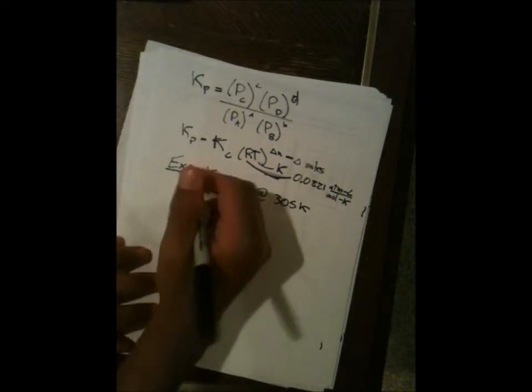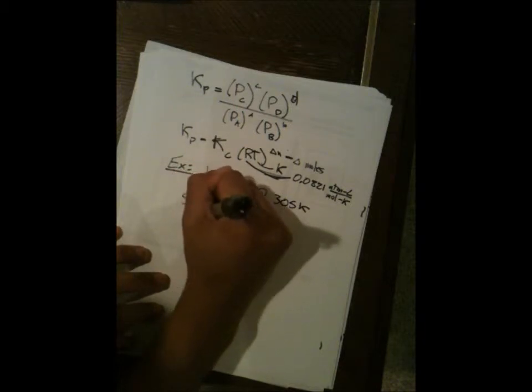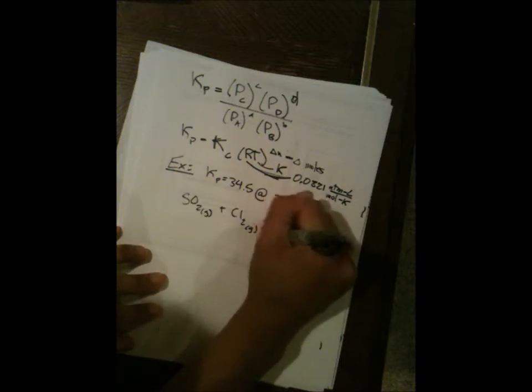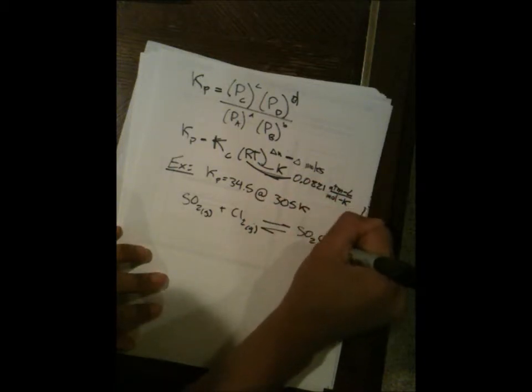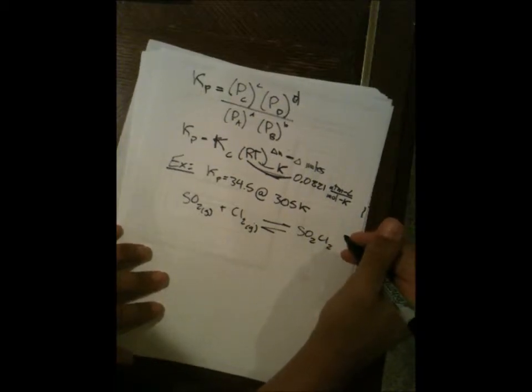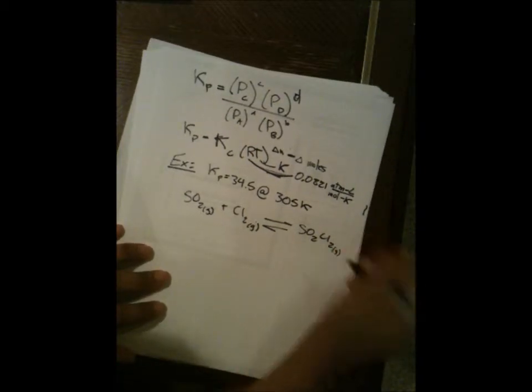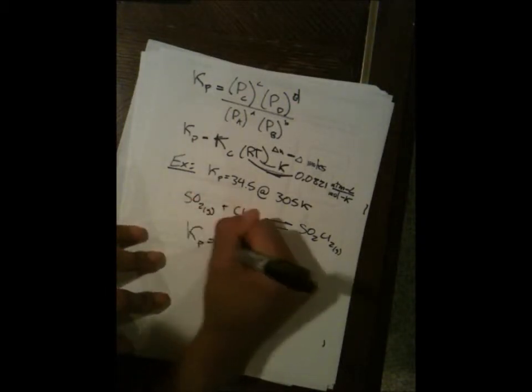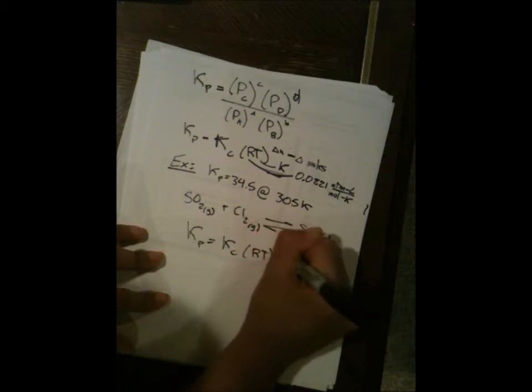And you're given the expression SO2 gas plus Cl2 gas goes to SO2Cl2. Okay. So what do we do? We're trying to find Kc. So we're given Kp and the temperature, which is T. And we already know R, right, because it's a constant. So let's write out our equation. Kp equals Kc (RT) to the delta N.